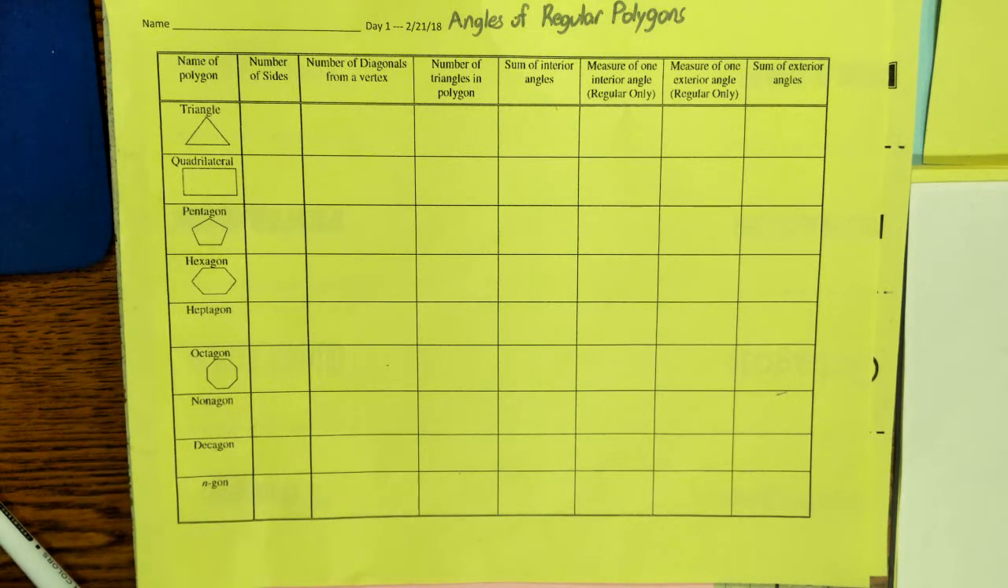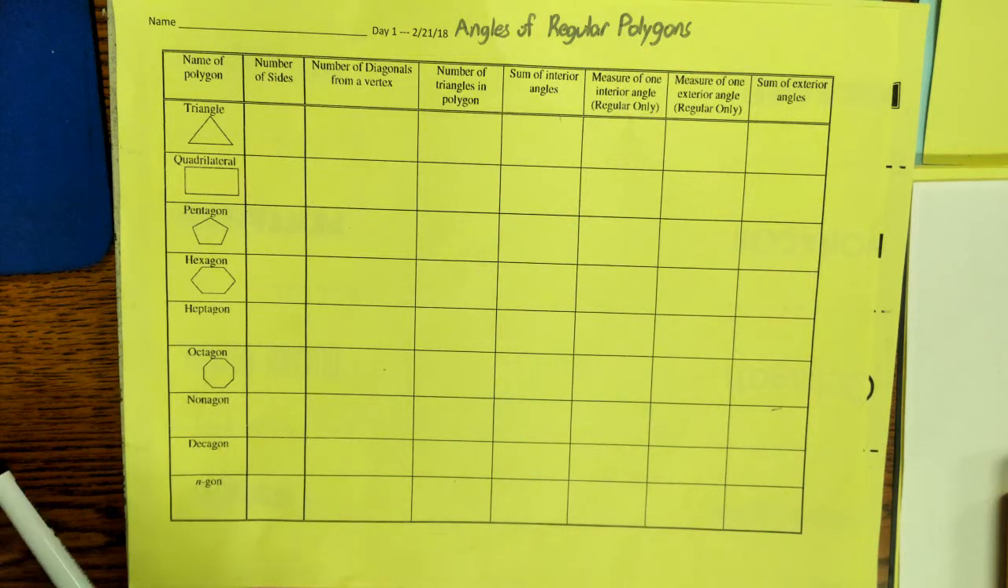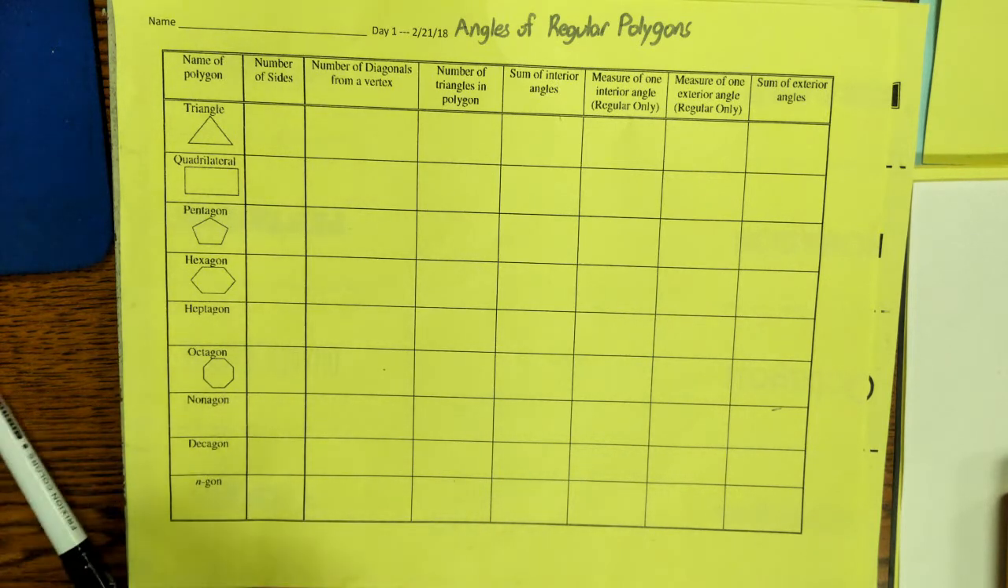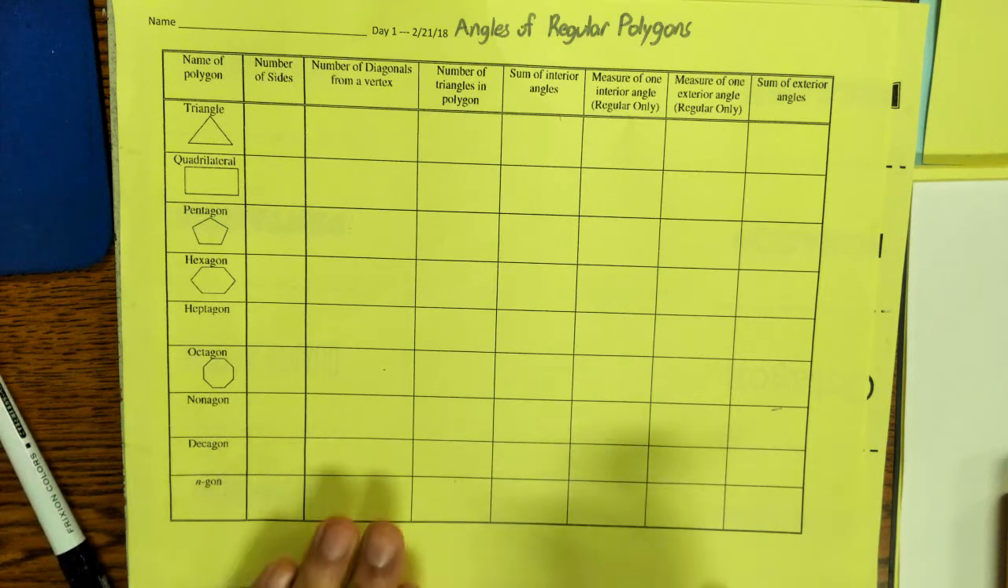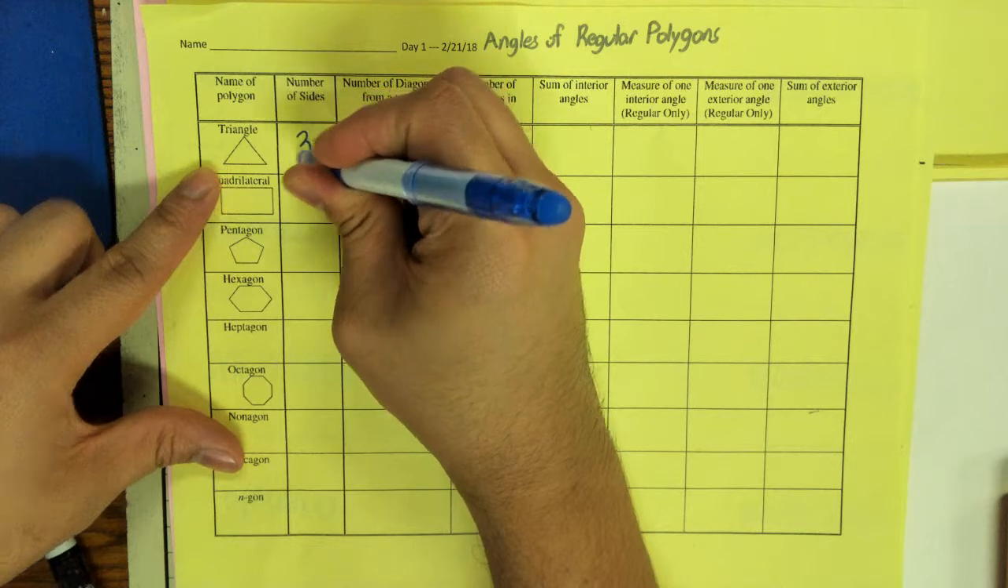Alright, today I will show you how to calculate angles of regular polygons. So let's start by looking at a few examples and let's try to discover our formulas. Okay. First, here is a triangle. Let's go ahead and take a look at the number of sides. A triangle has 3 sides.